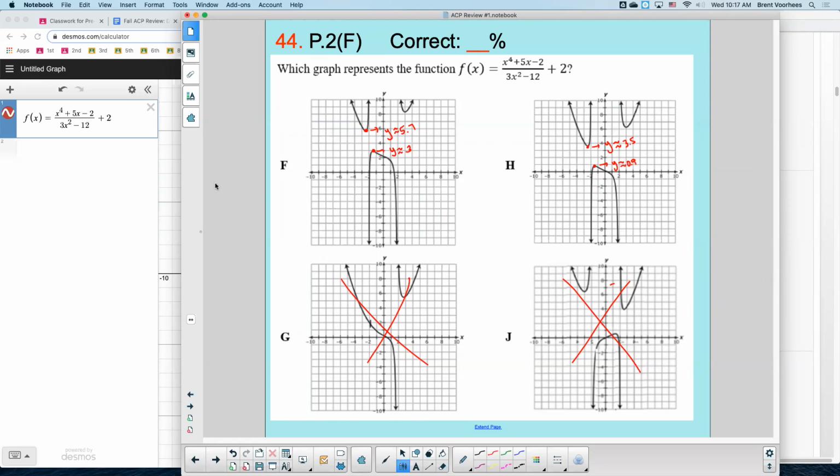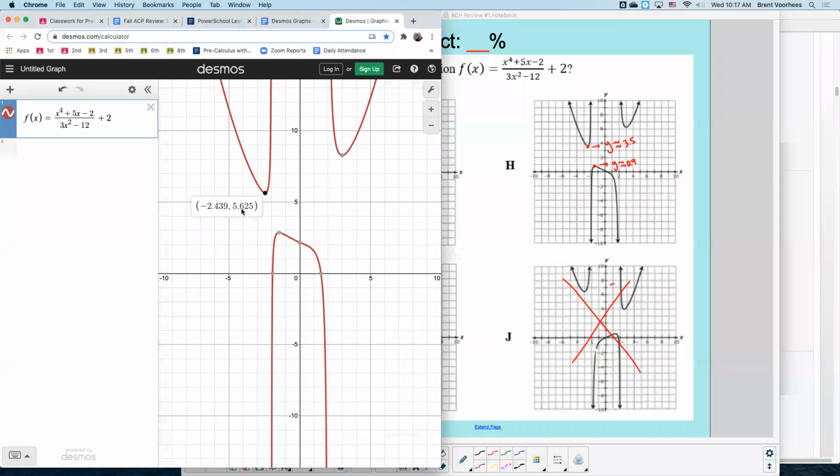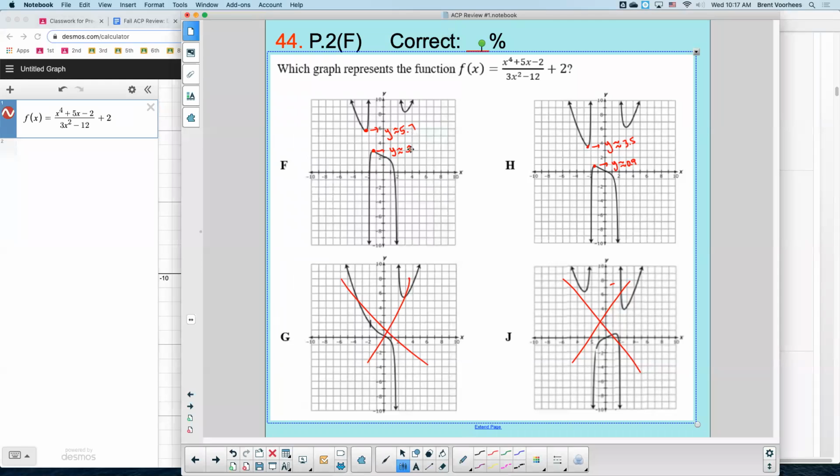And I could check and see which one matches. So I go over to my graph. This says 5.6. This one says, I'm looking at the y values, not the x's, 2.8. So I have 5.6 and 2.8, which my guesses were kind of close. So F is the correct solution on this one.